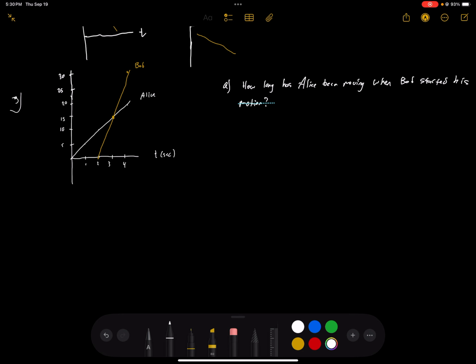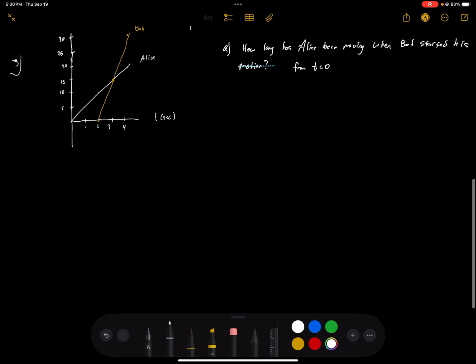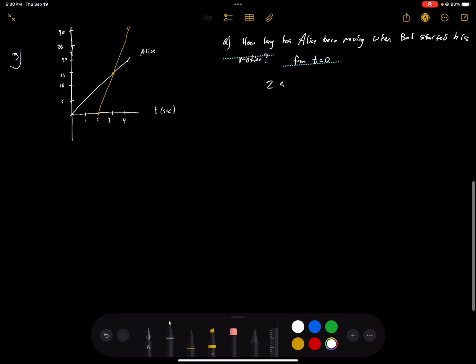So the question is, well, how long has Alice been moving? Well, she's been moving since t equals 0. So at t equals 2 seconds, she's been moving for 2 seconds. All right, simple as that.